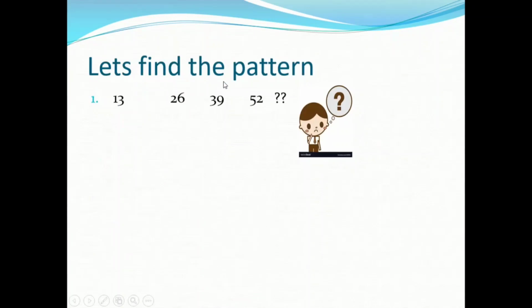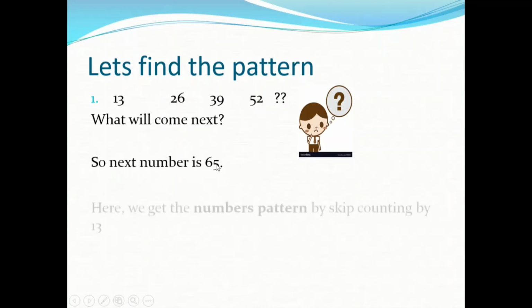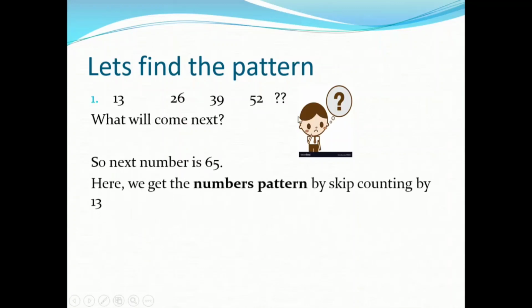Let us find the pattern. Here we have numbers 13, 26, 39, 52. What will come next? The next number is 65. Here we obtain 65 by skip counting of 13. See how it works. 13 plus 13 is 26. 26 plus 13 is 39. 39 plus 13 is 52. And 52 plus 13 is 65. So we get the number pattern by skip counting by 13.